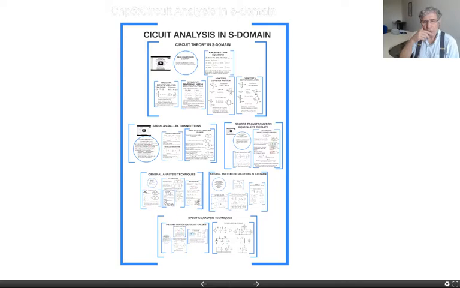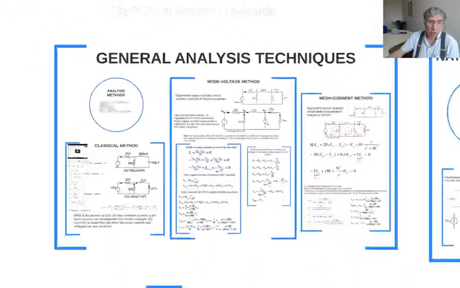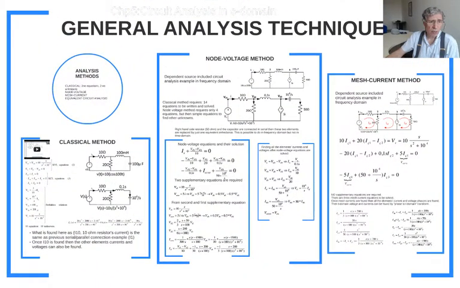So we are in S domain and we are examining the general analysis techniques in circuit analysis in S domain. We have already seen these classical methods. In this method we are going to use two any equations, two any unknowns. Any is the number of elements in a circuit, and then we said we are using many equations. Many equations means two any equations used in this classical method.